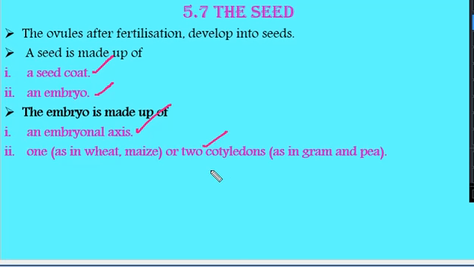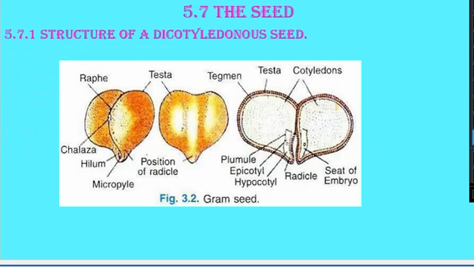If it is a dicotyledonous seed, there we can find two cotyledons, for example gram and pea. If it is a monocotyledonous seed, then it consists of only one cotyledon, for example wheat and maize. Now let us learn about the structure of dicotyledonous seed. Di means two, cotyledons means cotyledon. So when the seeds consist of two cotyledons, such seeds are known as dicotyledonous seeds.